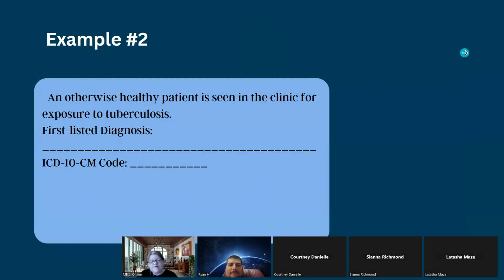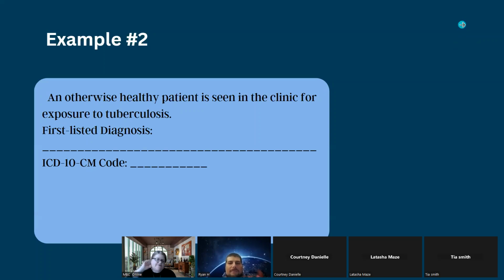All right, an otherwise healthy patient is seen in the clinic for exposure to tuberculosis. What is going to be our first listed diagnosis or chief complaint? Exposure to tuberculosis. Tuberculosis, you said it right. Okay, that's correct. It's going to be exposure.